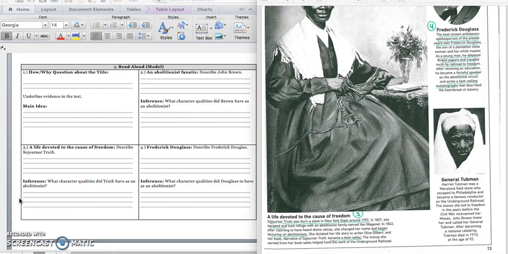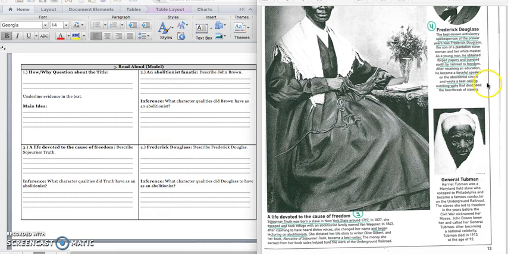It says, what character qualities did Truth have as an abolitionist? And if I'm looking at my homeschool journal on the character traits page, I would say that Sojourner Truth was determined as well. She was determined to end slavery, and because she was a lecturer and she helped write a book about her life, I would also say that she's well-spoken. So I would write in box 3, Sojourner Truth was determined and well-spoken. Press pause to write down your answer and play when you are ready for box 4.